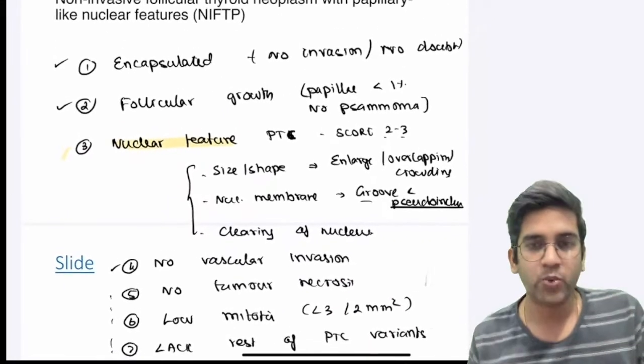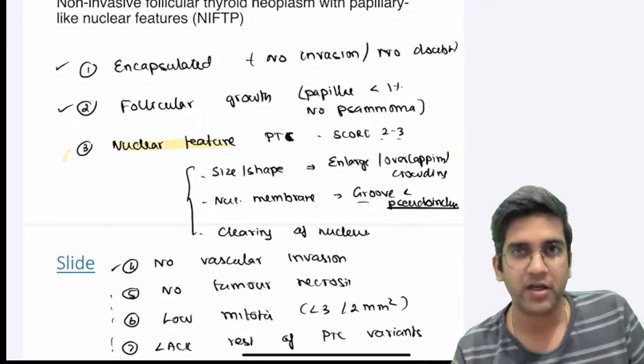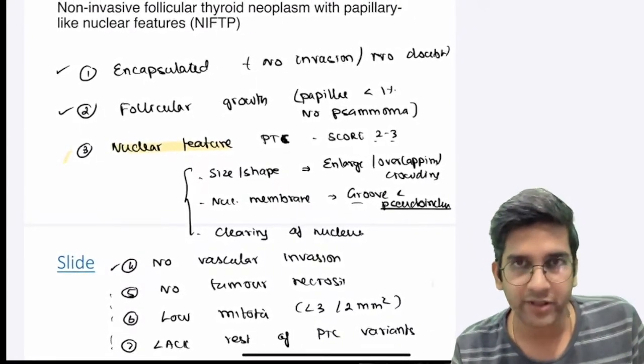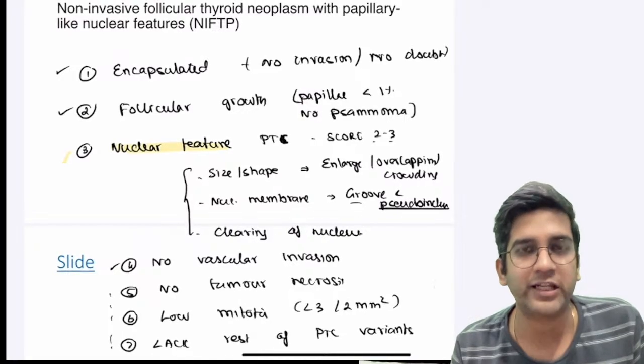Perfect. So that's how you identify NIFTP. I hope you'll never have a doubt again with NIFTP. If you're confident, put a thumbs up again. Let's go forward to the next lesion, right?